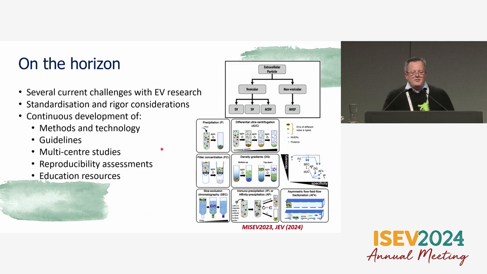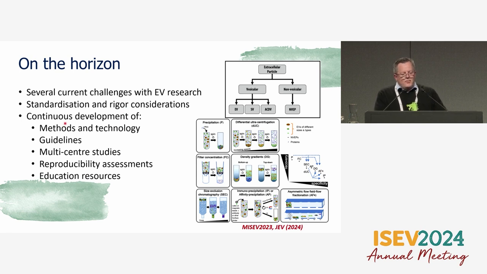So finally, just on the horizon, I think obviously there's clearly several current challenges with EV research. We're all here to learn from each other about how we can overcome some of those. I think standardization and rigor considerations are really important. And again, there's several publications looking at standardization and rigor efforts in a number of different systems for EV research.